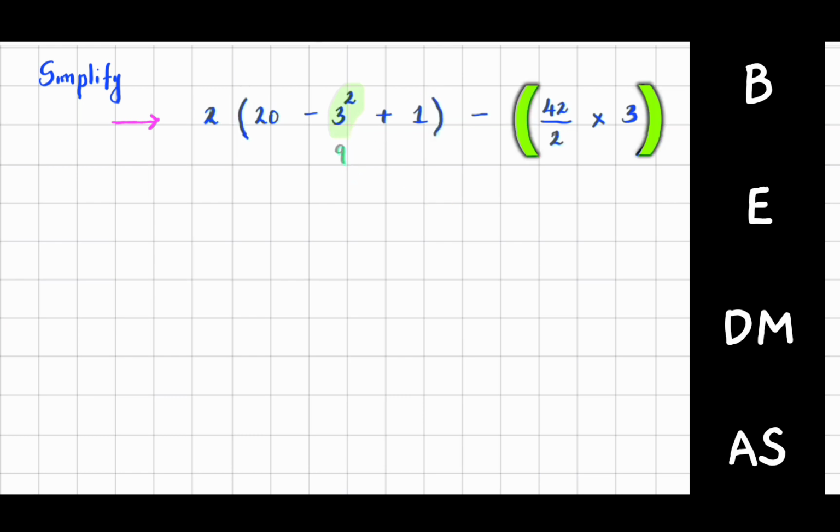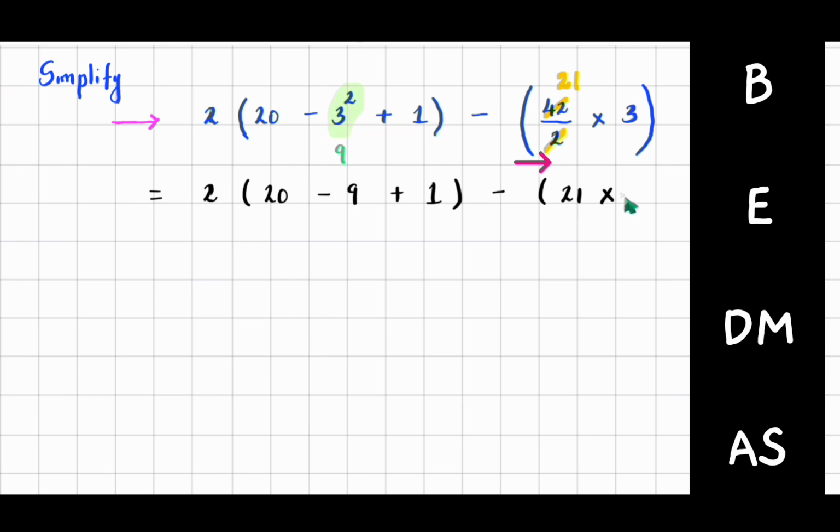And in my second bracket, we have two operations, division and multiplication. Both of them rank equally. So just go left to right. 42 divided by 2 is 21. So we have 2 times, 20 minus 9 plus 1, minus 21 times 3. Now again in the first bracket, we have two operations, subtraction and addition.